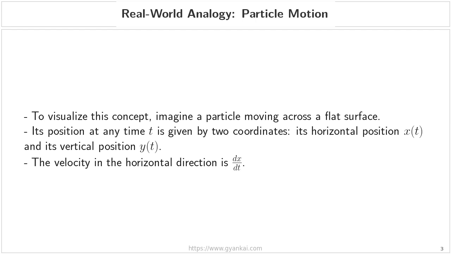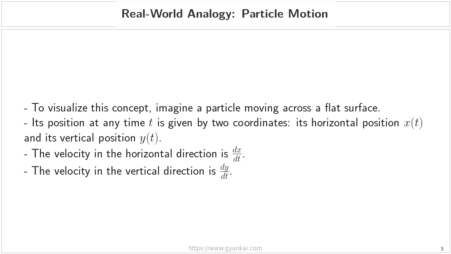If we look at the rate of change of the horizontal position with respect to time, we are essentially finding the velocity in the horizontal direction, which is denoted as dx over dt. Similarly, the rate of change of the vertical position with respect to time gives us the velocity in the vertical direction, denoted as dy over dt.